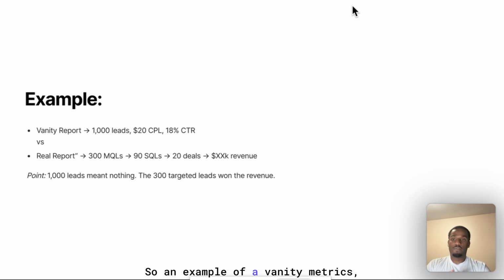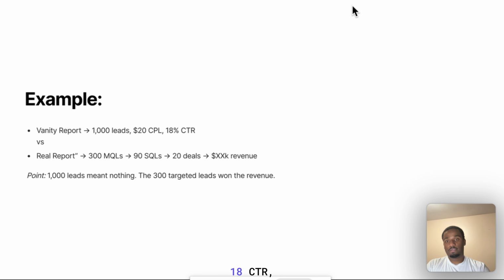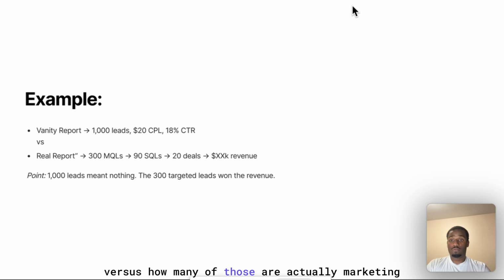So an example of a vanity metric: let's say you get 1,000 leads, you're getting them for $20 a pop, with an 18% CTR, versus how many of those are actually marketing qualified leads, how many of them are actually sales ready leads, and how many of those were actually deals, and what revenue did that lead to? 1,000 leads really mean nothing.